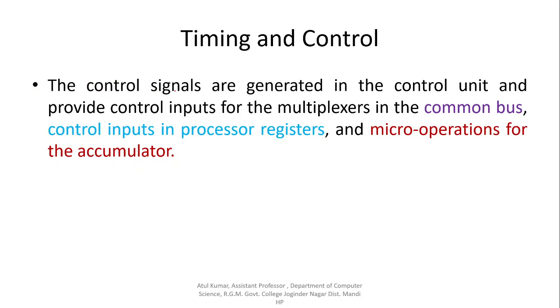The control signals are generated in the control unit and provide control inputs to the multiplexers in the common bus, control inputs in the processor registers, and the micro operations for the accumulator. So the control signals are generated by the control unit, and these control signals are applied to all the multiplexers in the common bus, control inputs in processor registers, and the micro operations for the accumulator.